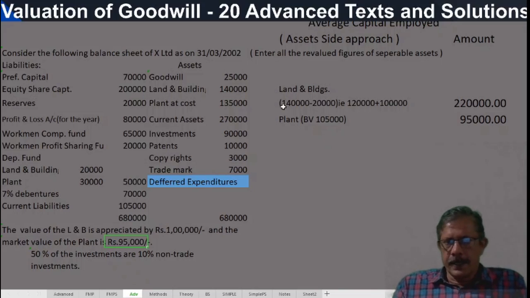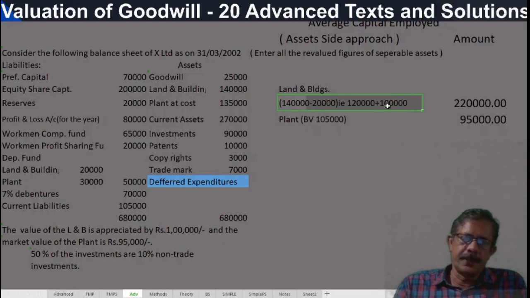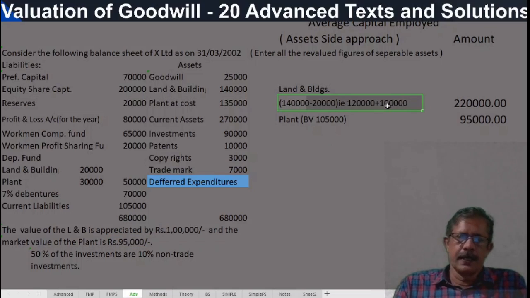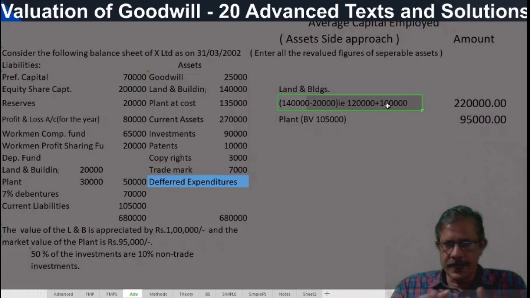And here there is an appreciation of 1 lakh rupees. It is a capital profit. Nothing to do with the future maintenance profit. And the depreciation on the appreciation, depreciation on the profit on revaluation, that is an additional depreciation. That depreciation is a part of revenue. So additional depreciation should be deducted from FMB, and excess depreciation provided should be added back to the year's profit.